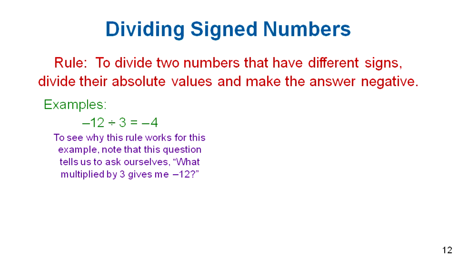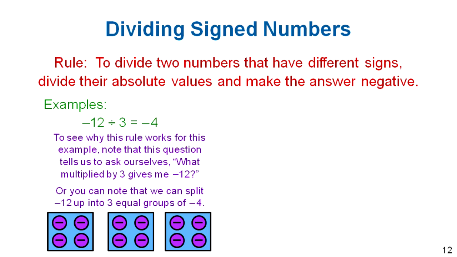To see why this works, you can note that this question is telling us to ask ourselves, what multiplied by 3 gives me -12? Or you can note that we can split 12 negatives up into 3 equal groups with 4 negatives in each group, as shown here.